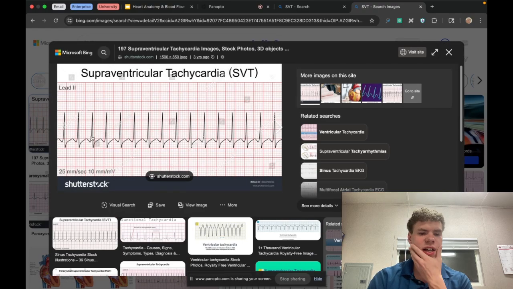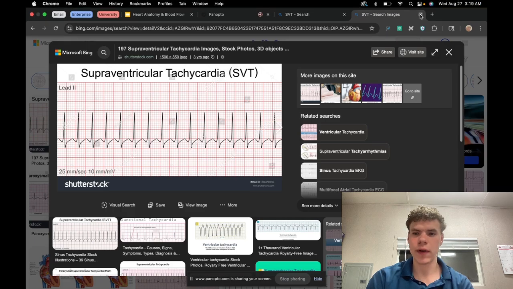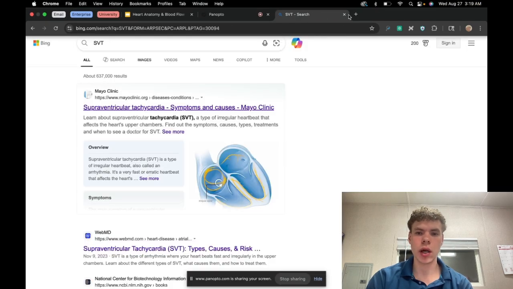This, for example, is SVT. Just a really, really fast heartbeat, right? So you can see here the heart is beating so fast. Well, you can kind of see a P wave here, but you don't have a T wave. So you've got to slow this down, right? Because this heartbeat right now is about 200 beats per minute, 220. It's a very fast heart rate. Not good.